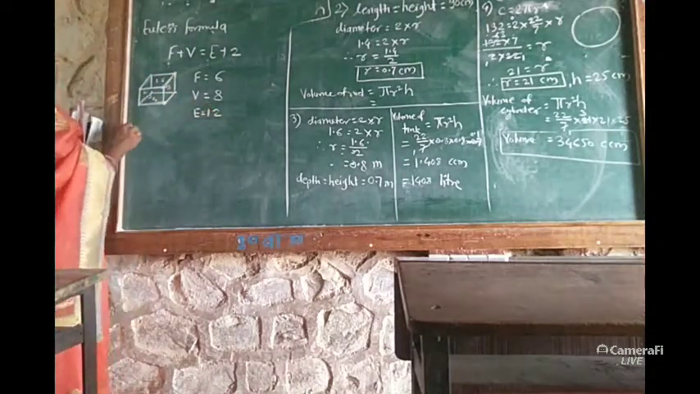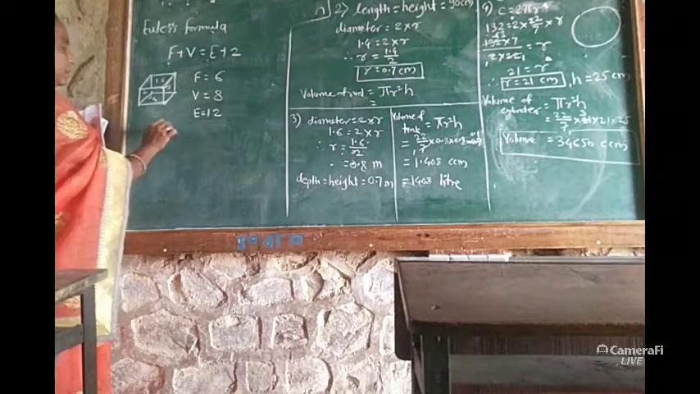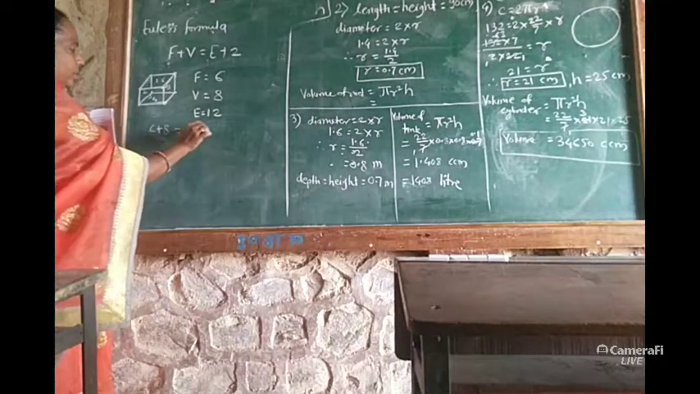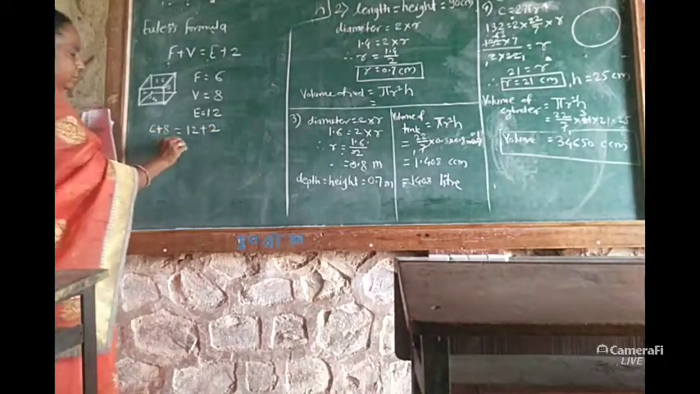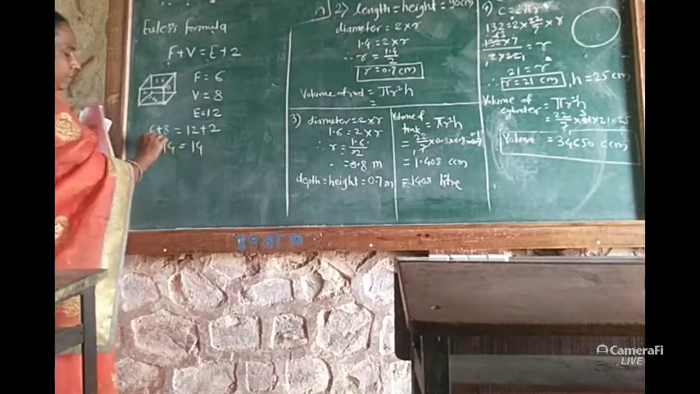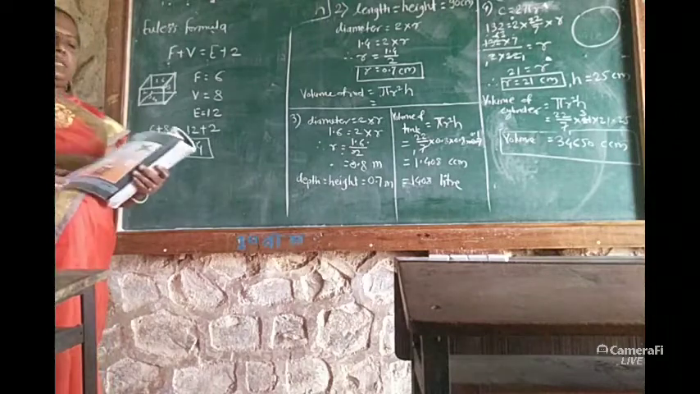Now putting in the formula, 6 plus 8 is equal to 12 plus 2. 6 and 8, 14. 12 plus 2 is equal to 14. Here we verify Euler's formula, that is F plus V is equal to E plus 2.